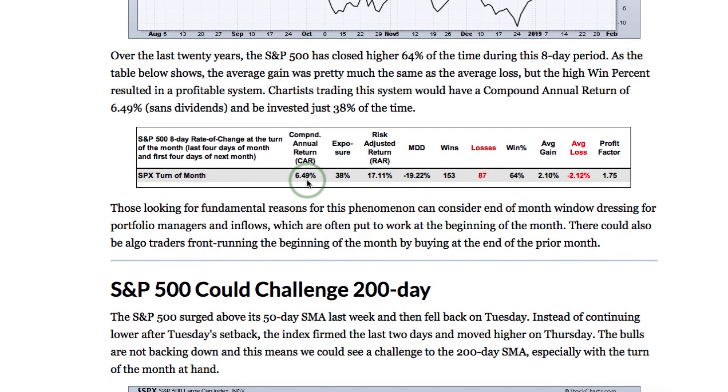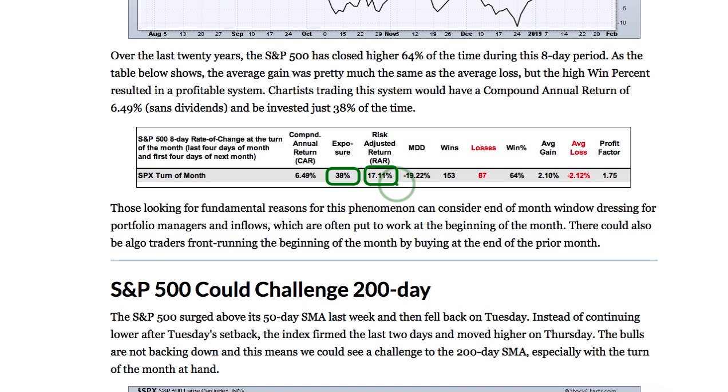There's a little table also down here showing you the numbers. So if you had just bought this strategy using these 8 trading days, 12 times a year, you would have gotten 6.49% annual return, and you would have been exposed to the stock market just 38% of the time. So you could have done something else with that money 62% of the time. And that's what makes the risk-adjusted return high. So it's not a strategy I'd recommend trading blindly, but it gives you an idea that when you come to the turn of the month, you can get a bounce more times than not.